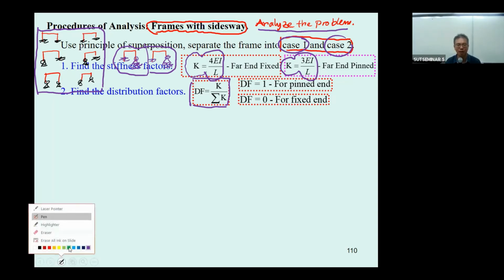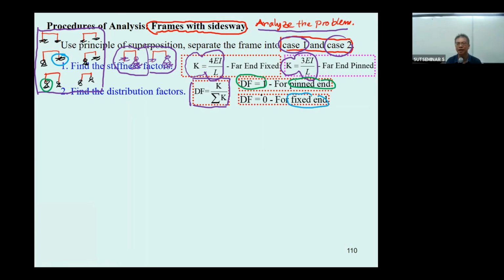If your end is going to be a pin end, the distribution factor is going to be 1. And if your end is going to be a fixed end, the distribution factor is going to be 0. What is the physical meaning of distribution factor 0 and distribution factor 1? If you cannot explain it, go back to the start of this PowerPoint. I did explain it before.